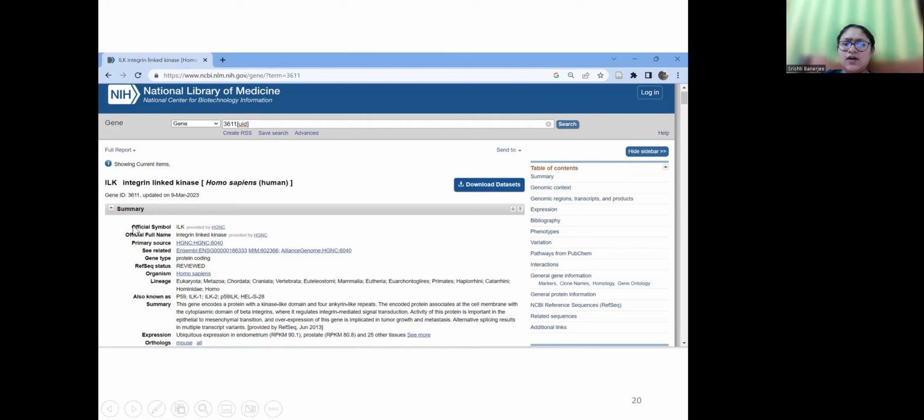Here the official symbol of this gene is ILK. The name of the protein is integrin linked kinase, and it belongs to Homo sapiens, or humans. You will have the Ensembl ID as well. Type of gene: it's protein coding. RefSeq, organism, lineage: it belongs to Homo sapiens. So you see all from eukaryote starting to hominidae and Homo. You will also find the different synonyms of this gene, and a brief summary of what it does.